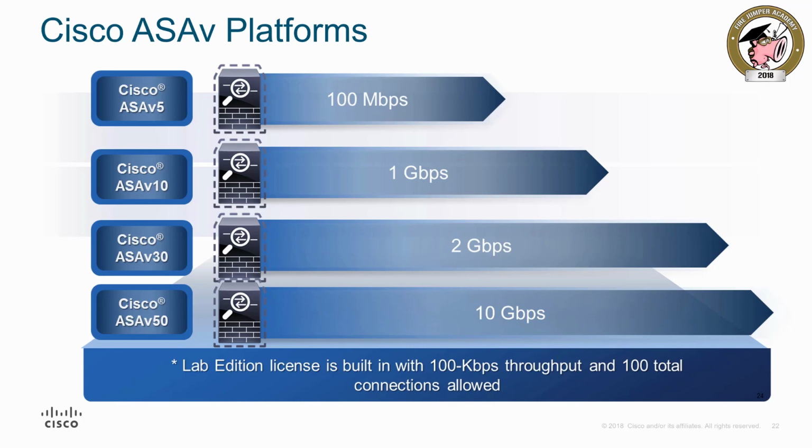You can download this easily with your CCO ID, and the Lab Edition actually comes with a license built in to work with 100 kbps throughput, and 100 total connections are allowed on that offering. So it's really to provide testing and lab environments and to help you transition onto any of those offerings there, Cisco ASAV 5, 10, 30 or 50 for example.